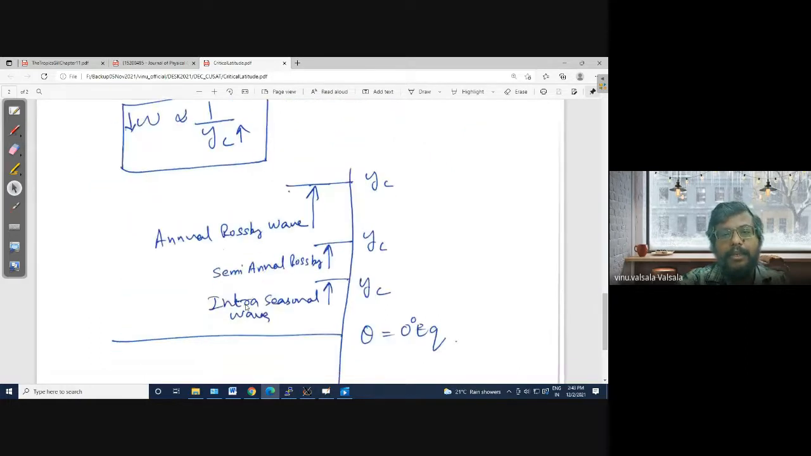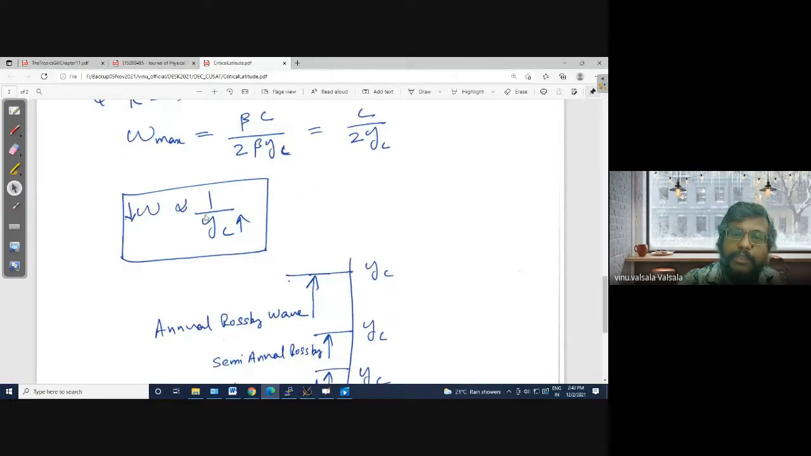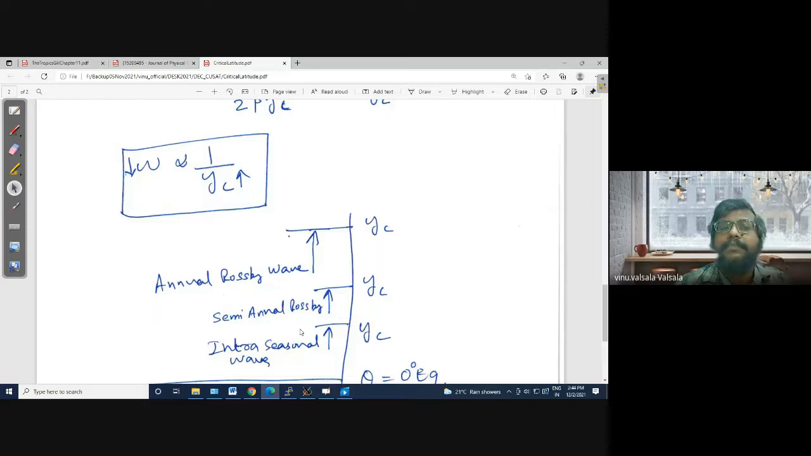What does that mean? A lower frequency wave like an annual wave can penetrate to a larger extent away from the equator. For example, an annual Rossby wave may exist at latitudes up to 40-degree north. The relation says the wave frequency is inversely proportional to the critical latitude. So as the wave frequency decreases, the critical latitude increases. That means it can be present even at 40-degree north. But if the frequency increases, its extent is more and more bounded towards the equator.